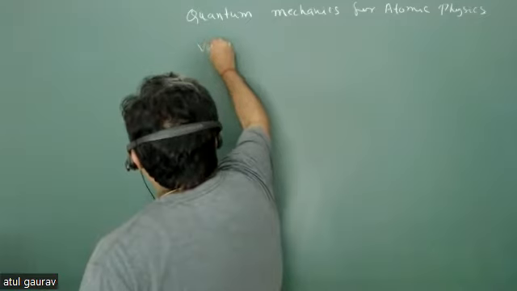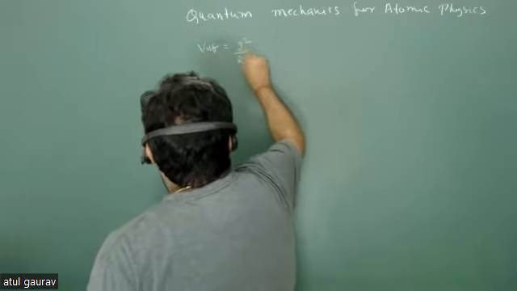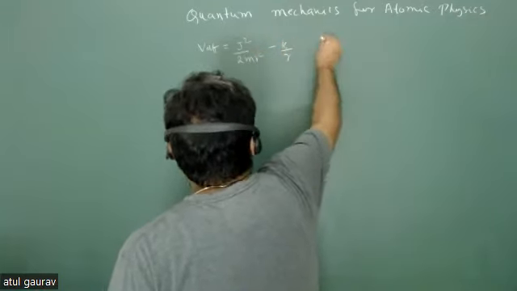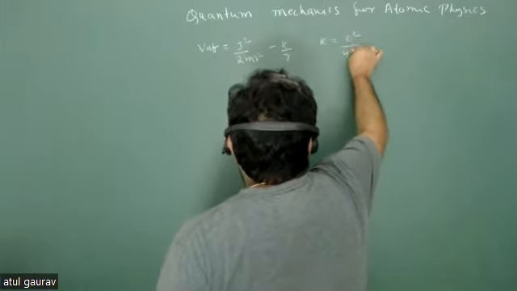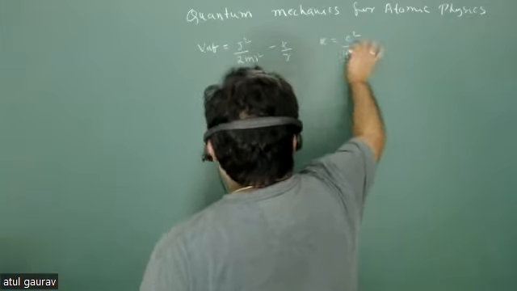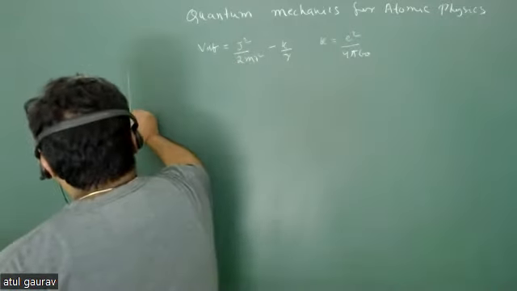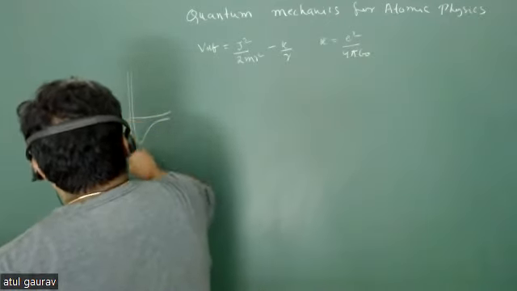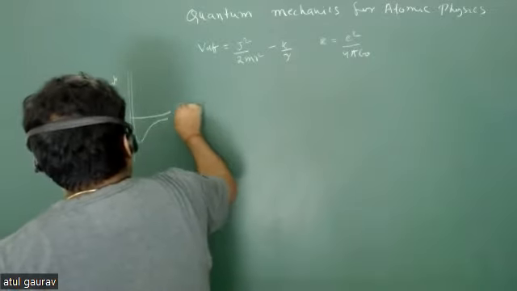what is your V effective? Your V effective is equal to J square upon 2mr square minus K by r, where K is the same K, that is e square upon 4 pi epsilon naught. For this, when we looked at V effective, it is something like this, exactly the same as Kepler's problem. So this is V effective versus r.